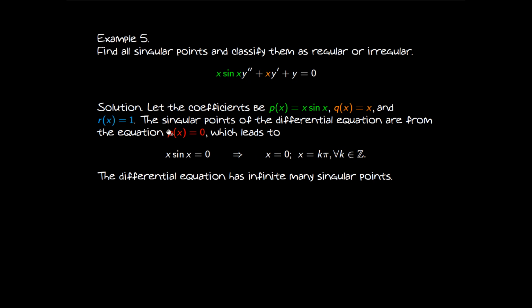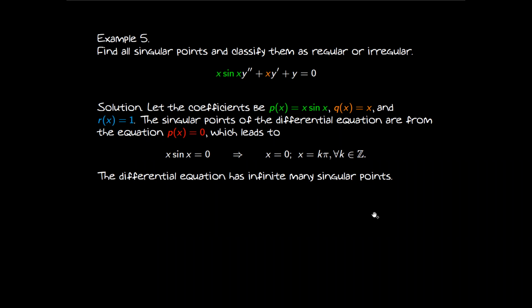And also we know the singular points come from P equal to 0. In this case, when you solve x sine x equal to 0, you're going to get x equal to 0 from the first factor. And from the second factor, sine x equal to 0, you're going to get x to be a multiple of pi. Okay, an integer multiple of pi. And this actually contains the 0 case. Okay, it contains the 0 case.